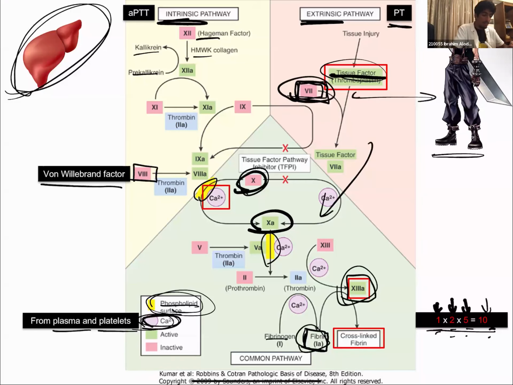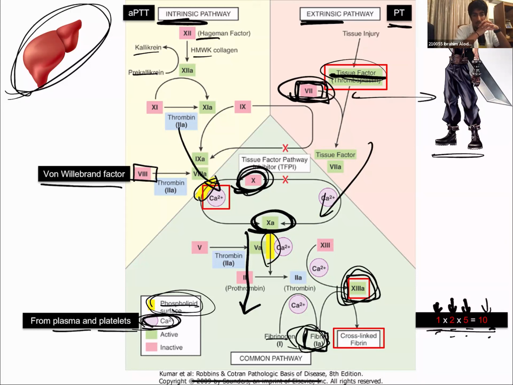Both of these pathways come together, right? They both get activated and they keep activating each other until you reach factor 10. At factor 10, it gets activated, it continues the common pathway until you form a fibrin plug. After that fibrin plug is formed, factor 13 is going to come and make the fibrin plug stronger. Is that clear?